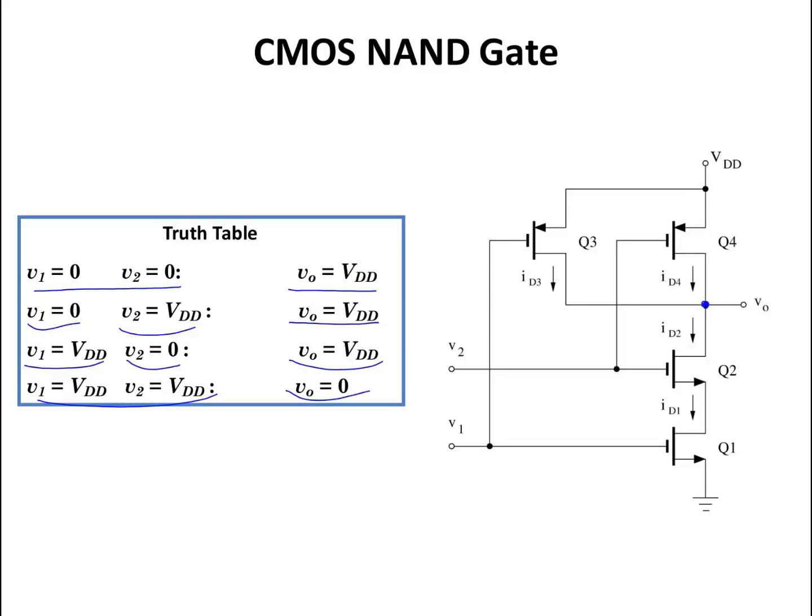Using CMOS technology, the two-input NAND gate consists of two NMOS transistors, this one and this one, and two PMOS transistors, this one and this one. The input signals are connected to the gates of these four transistors. V1 is connected to the gate of Q1 and Q3, and V2 is connected to the gate of Q2 and gate of Q4. The output is taken at the drain of Q4, which is connected to the drain of Q2.